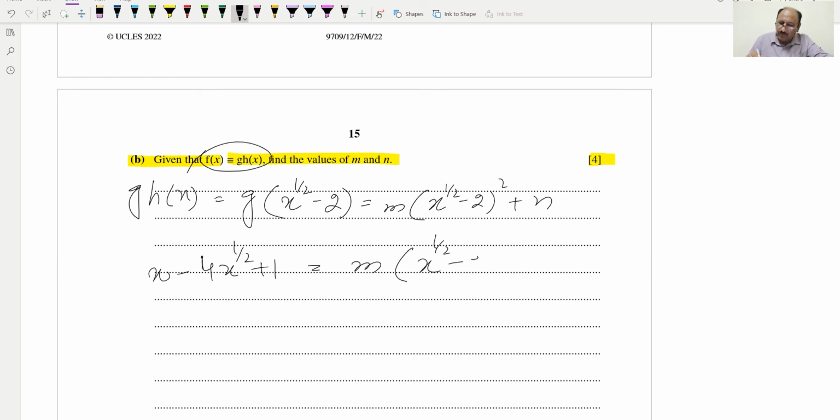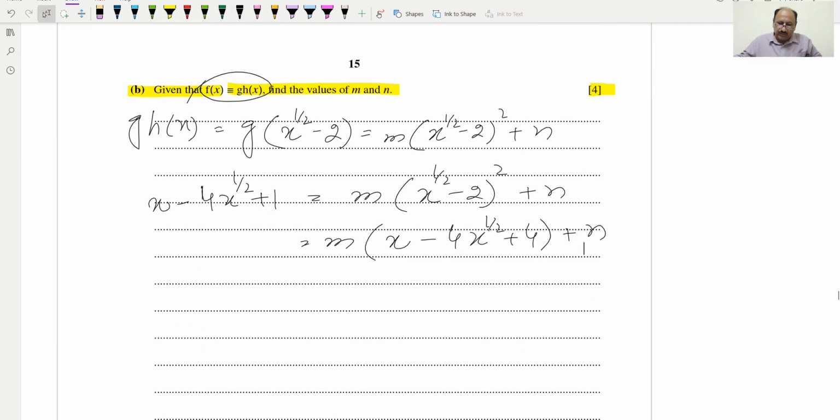x raised to 1 by 2 minus 2, squared, plus n. We can open this square, and this will be m into x, and plus 4 we can write, first minus 2 into 2 is minus 4 x raised to 1 by 2, and plus 4, and plus n, like this one, and then we can write this side as this one.